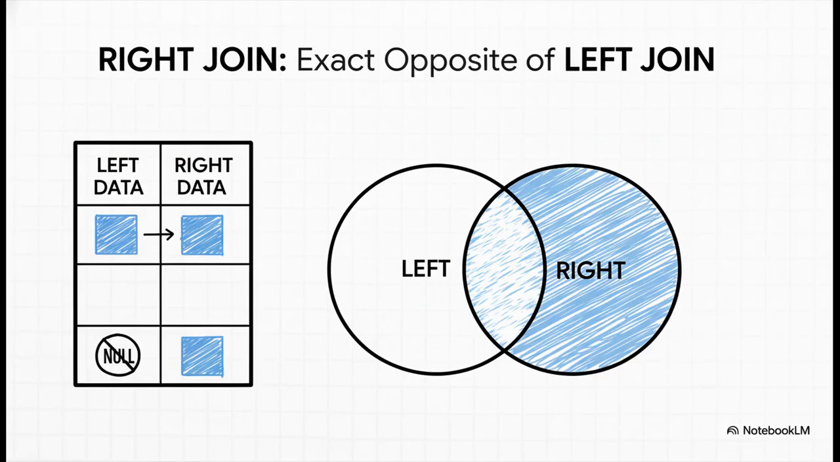Now, you can probably guess what's coming. A right join is the exact opposite. It prioritizes the second table you list, the one on the right. It says, give me every single row from this second table, and if you find a match on the left, bring it over. If not, just fill the blank with null.